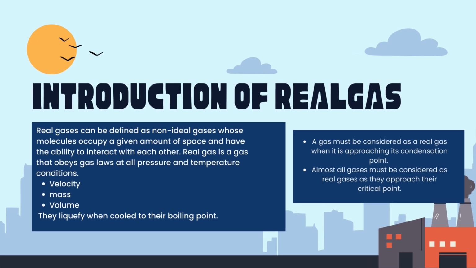So, I will start with the introduction of real gas. Real gases can be defined as non-ideal gases whose molecules occupy a given amount of space and have the ability to interact with each other. Real gas is a gas that obeys gas laws at all pressure and temperature conditions. It deviates from its ideal behavior as the gas becomes huge and voluminous.